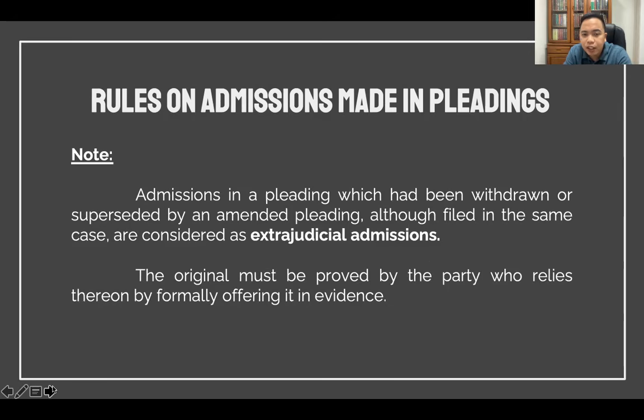Now, admissions in a pleading which had been withdrawn or superseded by an amended pleading, although filed in the same case, are considered as extrajudicial admission. So class, halimbawa, nagkamali kayo ng inilagay sa answer or sa motion or sa any other pleadings, pwede niyo siyang i-withdraw. You have to file a motion to withdraw. Now, kapag inallow ng court ang withdrawal ng any motion or pleading, then that withdrawn pleading becomes an extrajudicial admission. The original must be proved by the party who relies thereon by formally offering it in evidence. So that is the effect, class.